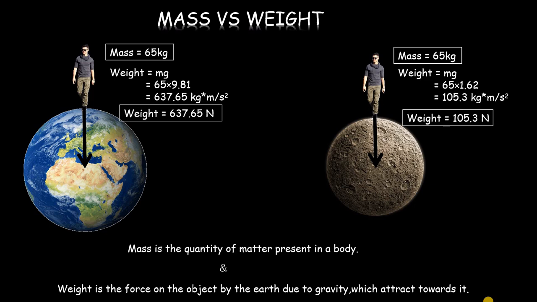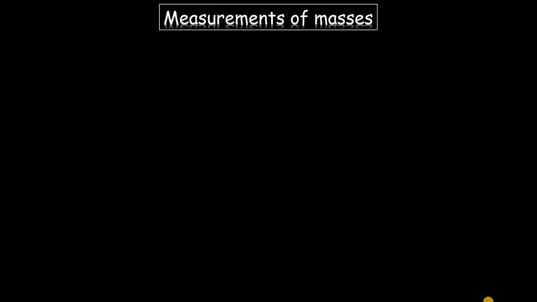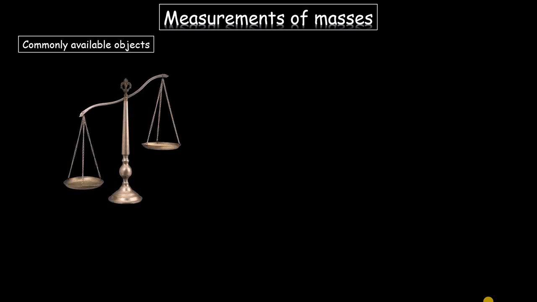Now we'll study different methods of measurement of mass. The mass of commonly available objects can be determined by a common balance like the one used in a grocery shop. A grocer uses a pan balance. A pan balance is used to calculate the mass of objects with the help of standard weights. Let us know how the pan balance is used to measure the mass of vegetables and fruits. For this, we need a pan balance, standard weights, and some vegetables and fruits.